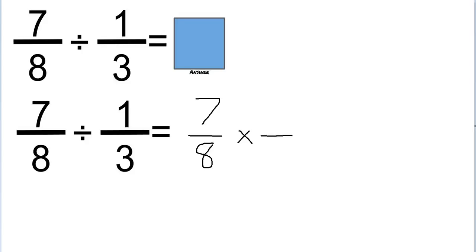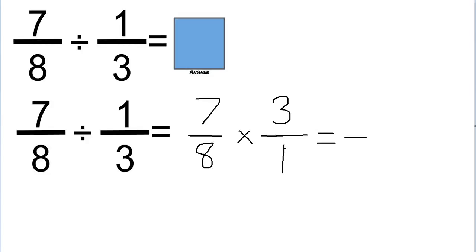And then I'm going to flip the second fraction, because like I said, if I'm dividing 7/8 into thirds, that's the same as dividing it into 3 whole pieces. And so if I flip the fraction, that gives me 3/1. 3 divided by 1 is 3. All right, if I know how to multiply fractions, then I'm good to go.